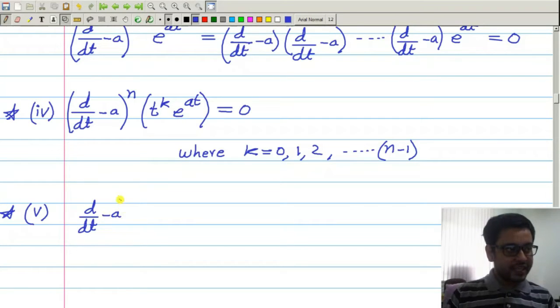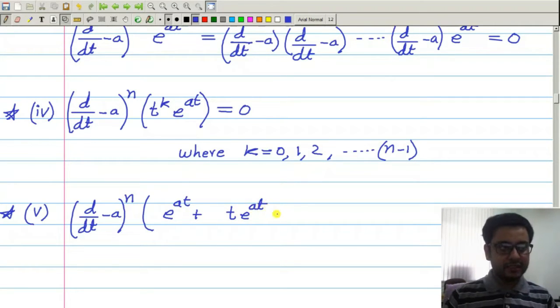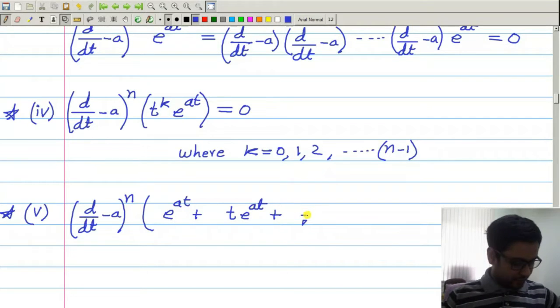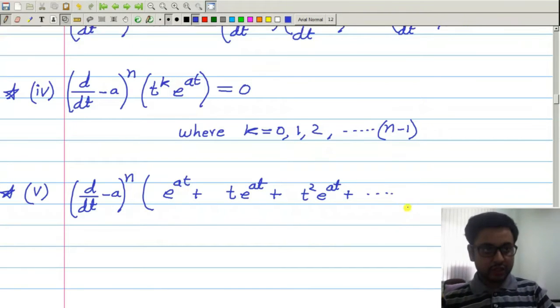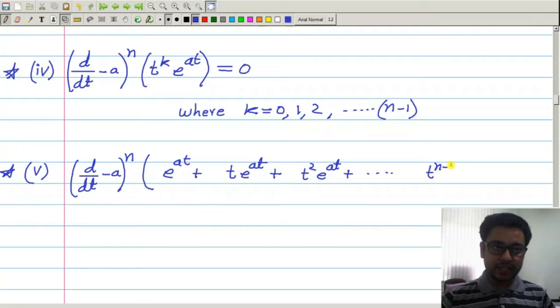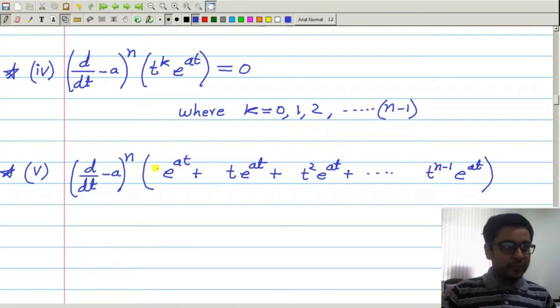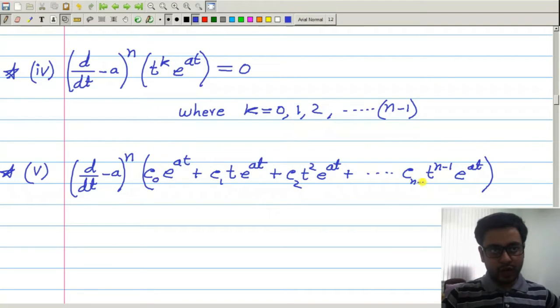d/dt minus a to the power n acting on, say, the signal e to the power at plus t e to the power at plus t square e to the power at plus dot dot dot up to, say, t to the power n minus 1 e to the power at. The sum of all these terms may be multiplied by some constants called, say, C0, C1, C2, up to C n minus 1, any constants.